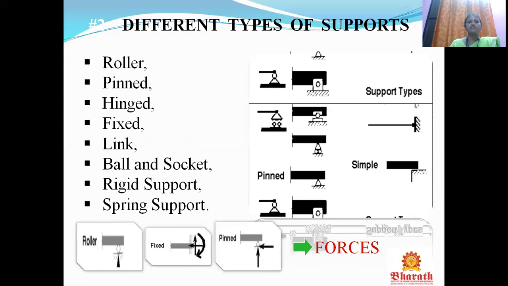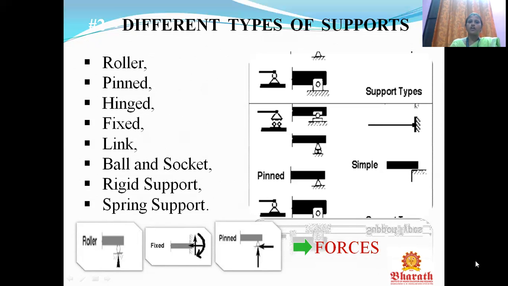If you take the first one, roller support, the picture is shown at the bottom. A roller support is free to move. For example, bridges use bearing pads, which is one best example of a roller support. Next is pinned support. In a pinned support, it is restrained in both directions, that is, it cannot move vertically as well as horizontally. For example, door hinges are a best example of a pinned support.